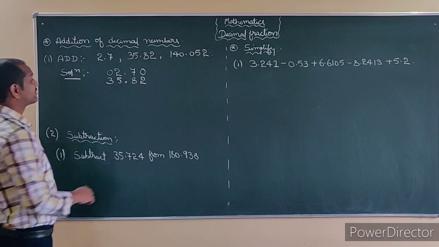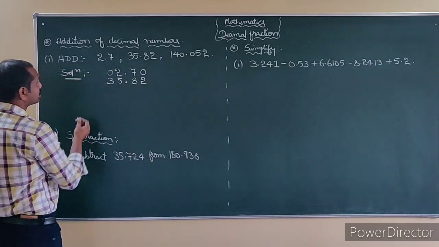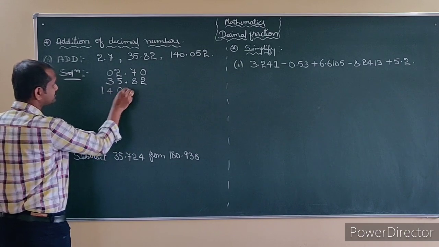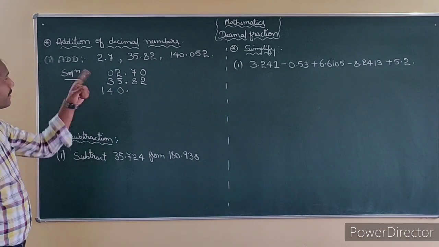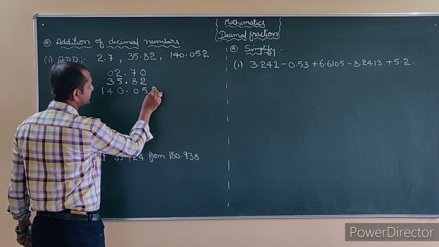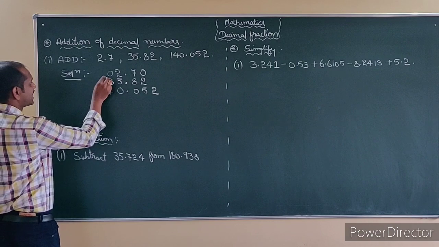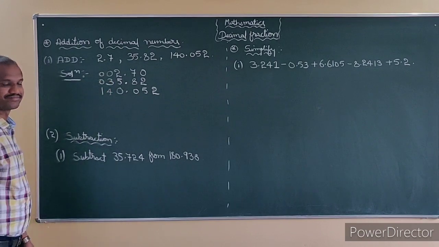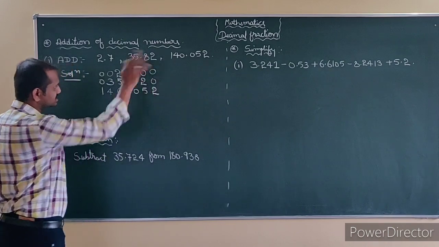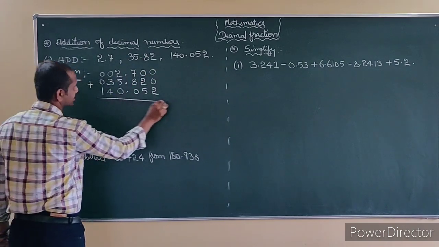But what is the third number we have? It is 140.052. Look here. You need to consider 140. Then a point. Then 0, 5, 2. So to avoid confusion, add 2 more zeros. Here also 1 0, 1 0. There are no numbers in that. Now you can easily add.